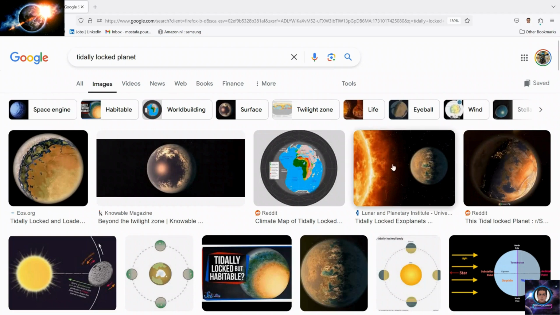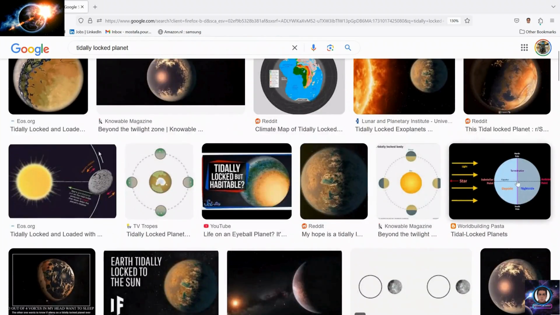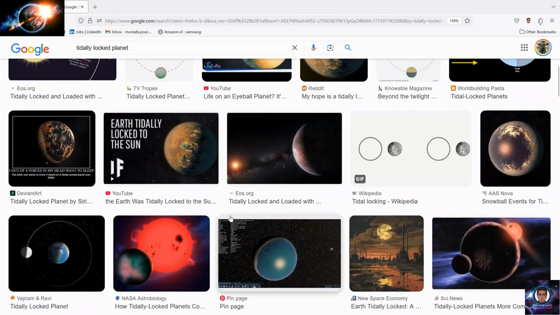As you can see in these pictures, half of the planet always faces the star. So as we can guess, half of the planet is like hell. It's really hot with lots of strange things, and the other half of the planet is always cold. And at least, thanks to Universe Sandbox, we can experience this simulation.